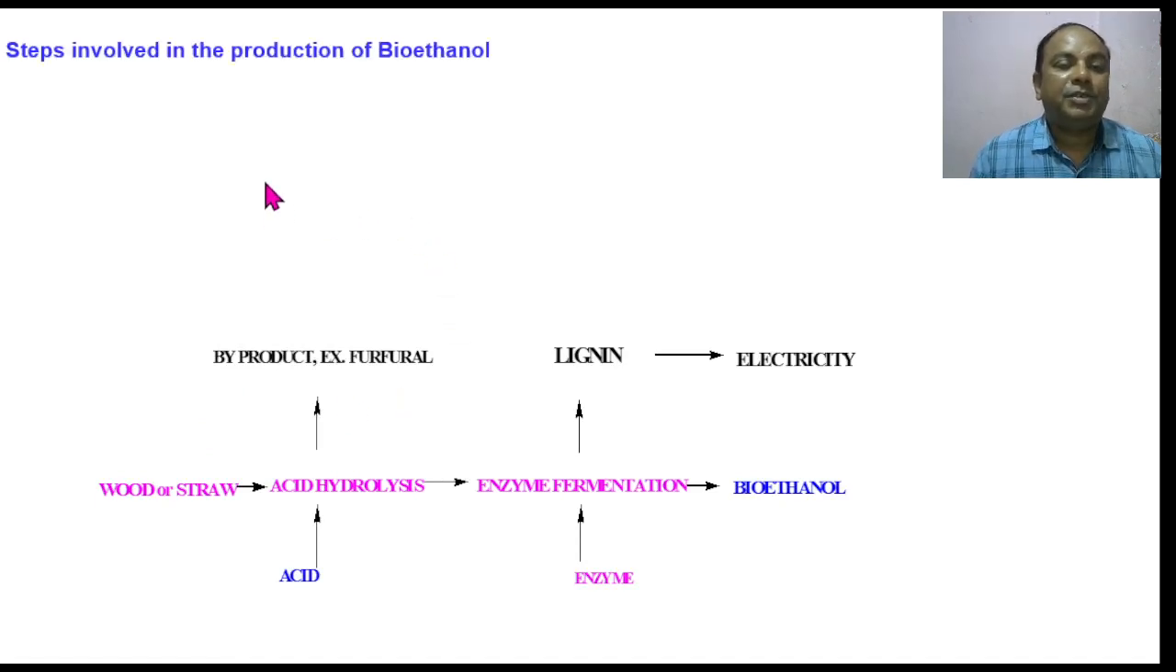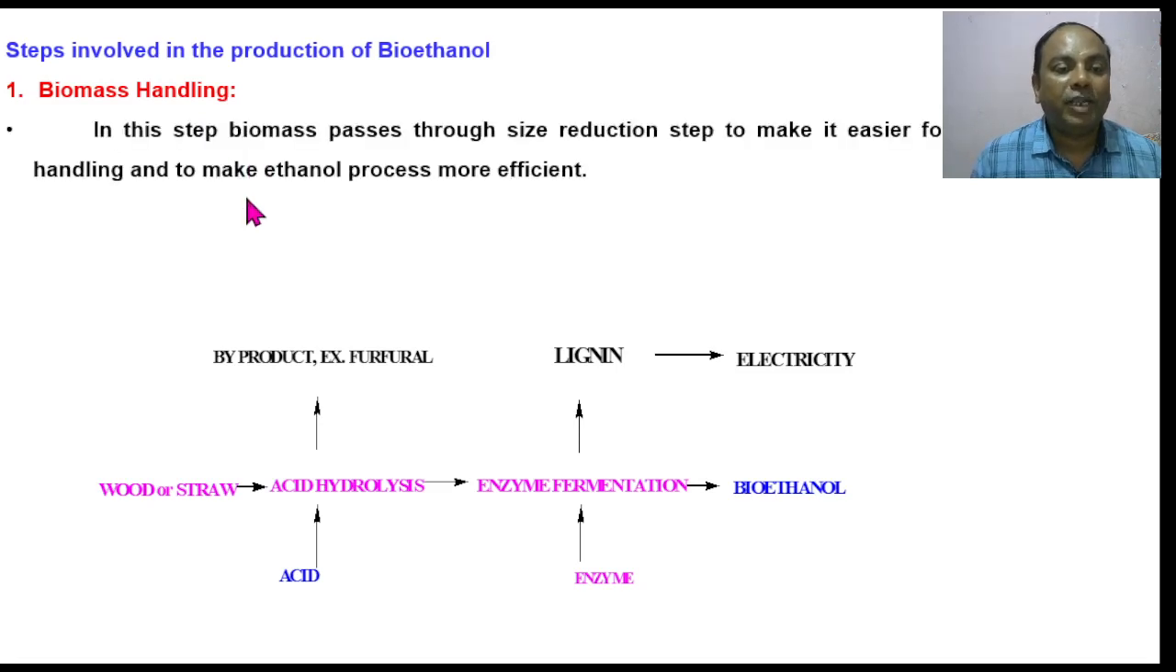So what are the steps involved in the production of bioethanol? We have seen the raw material that is required for the production of bioethanol. Now what are the steps actually? The first step that we have to follow is the biomass handling. So why is it to be handled?